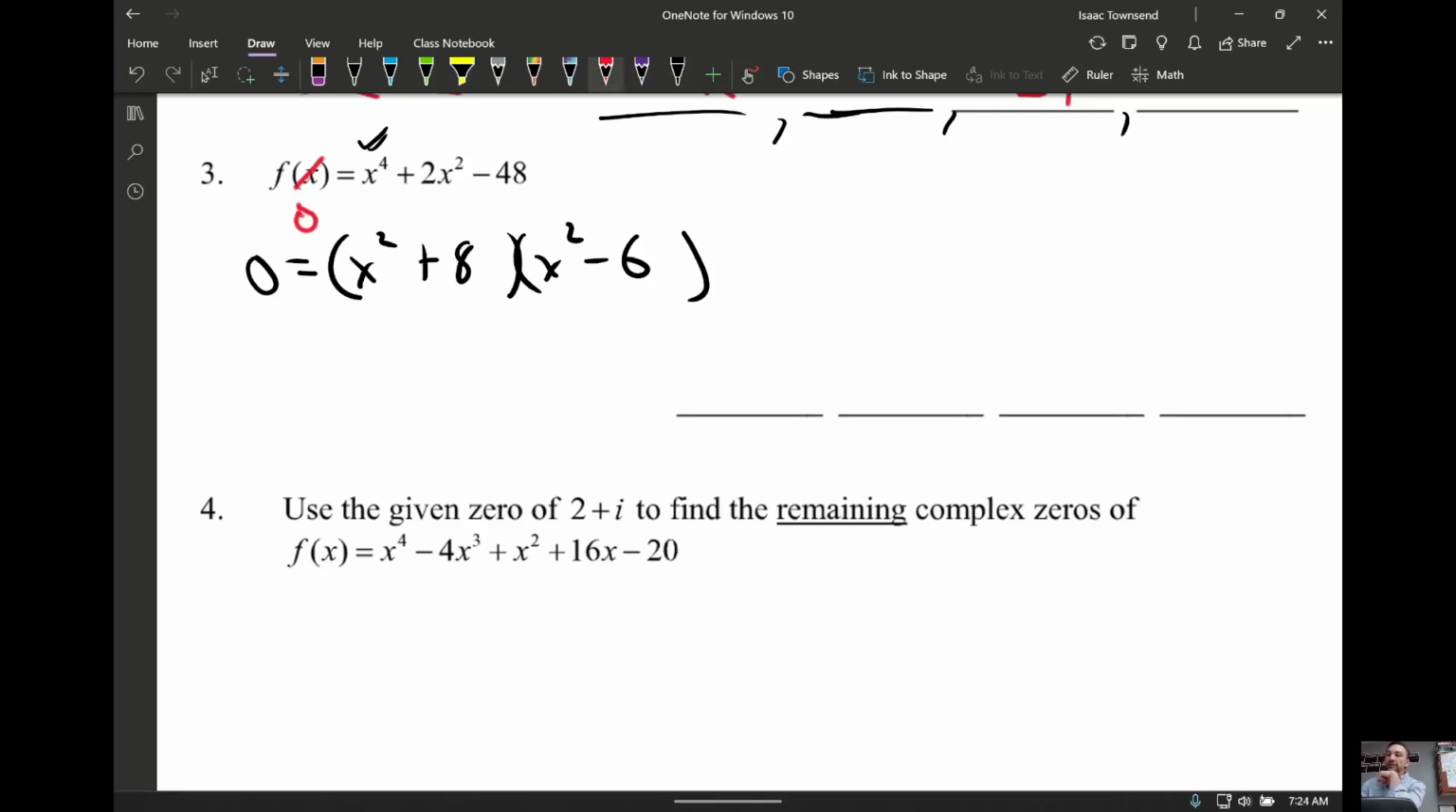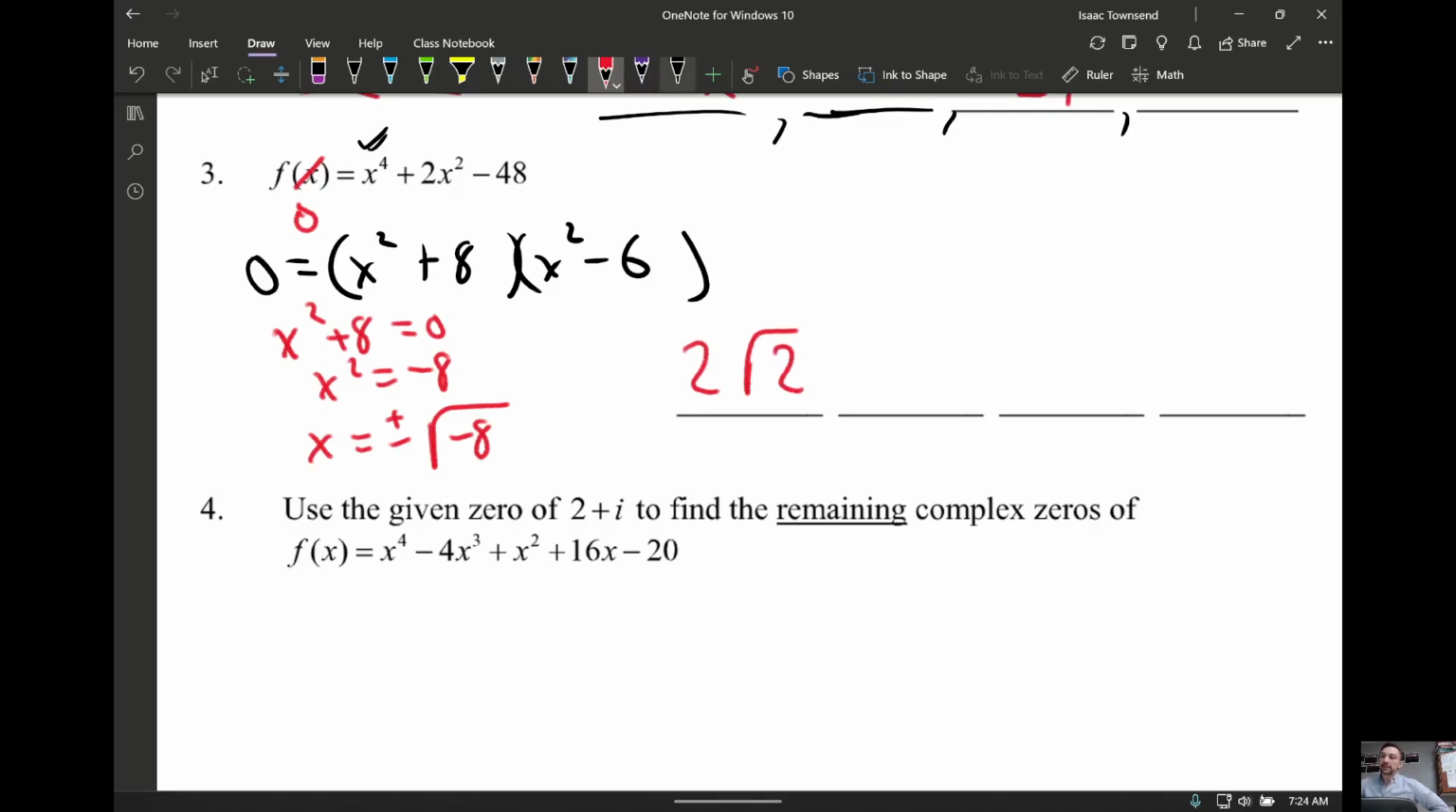Okay, so if I set this equal to 0 and solve, this is a quadratic, so I can't just do it in one step in my head. I actually need to consider subtracting the 8 over, taking the square root of both sides, and don't forget plus or minus. Square root of 8 breaks down into 2 square roots of 2, but since it's -8, it should be 2i square roots of 2, and -2i square roots of 2.